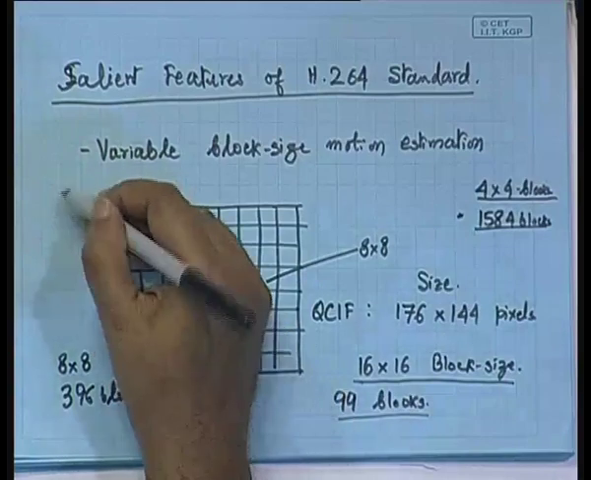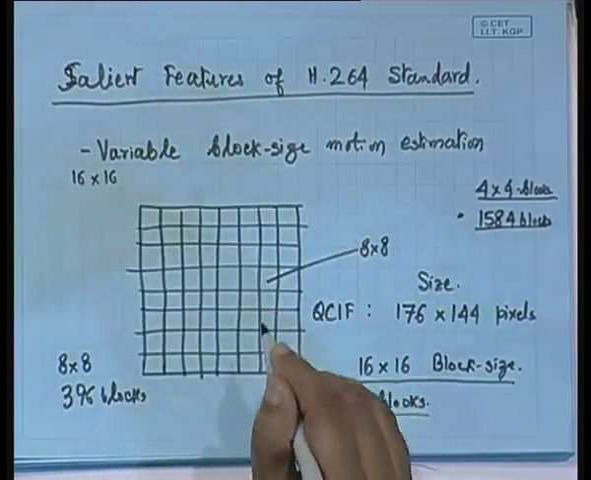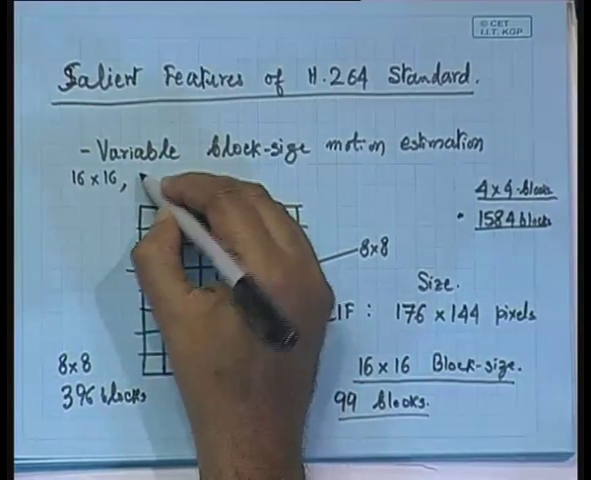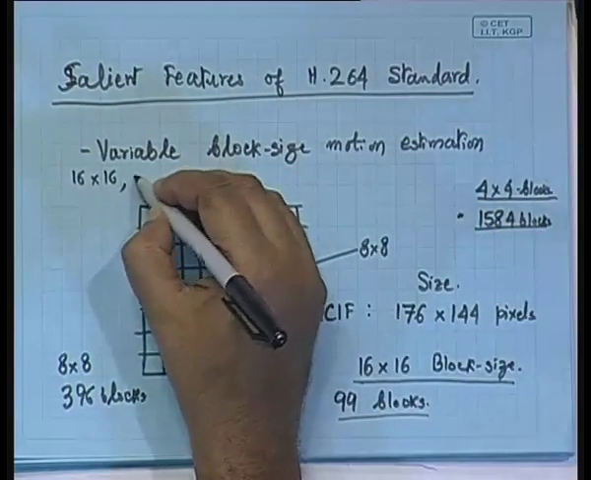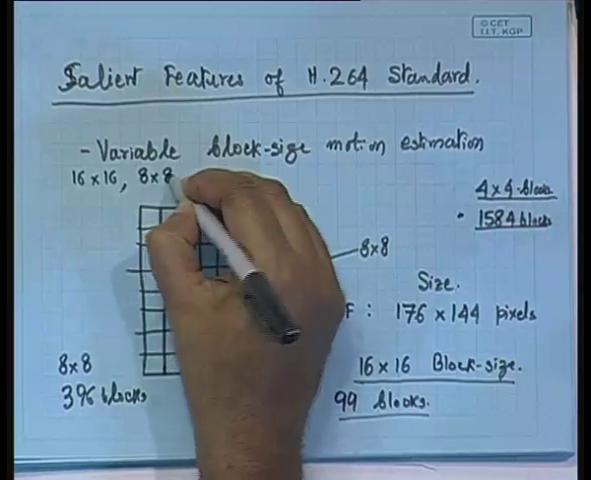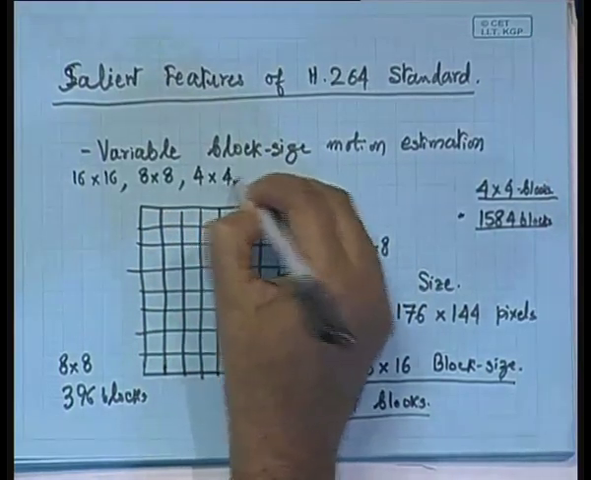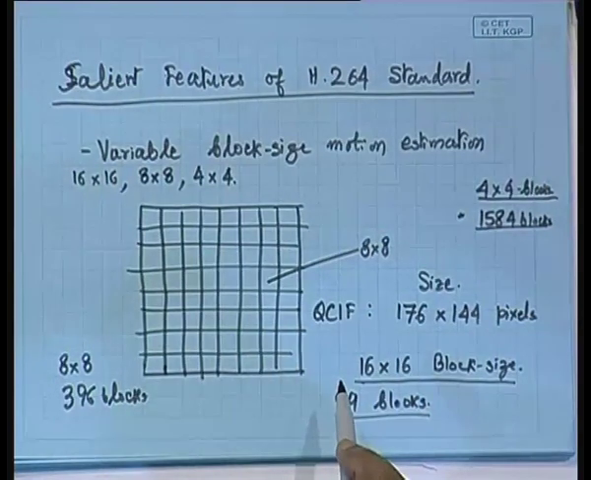Wherever a block corresponds to the boundary of an object, it makes more sense to subdivide that block into further sub blocks. That is the advantage one gets from variable block size motion estimation, meaning that for some parts you can keep 16 by 16 block size, for some parts of the image you can subdivide the 16 by 16 blocks into 8 by 8, and for some parts you can subdivide into 4 by 4, as this 8 by 8 could be subpartitioned into 4 by 4.